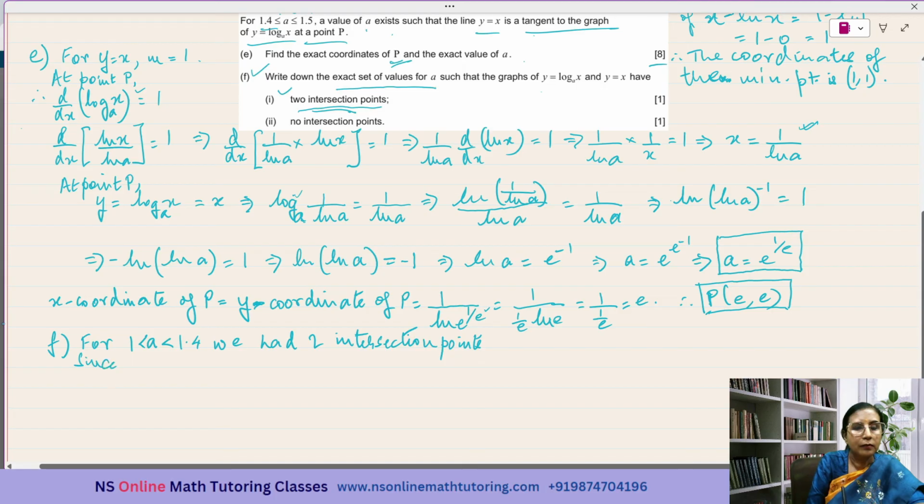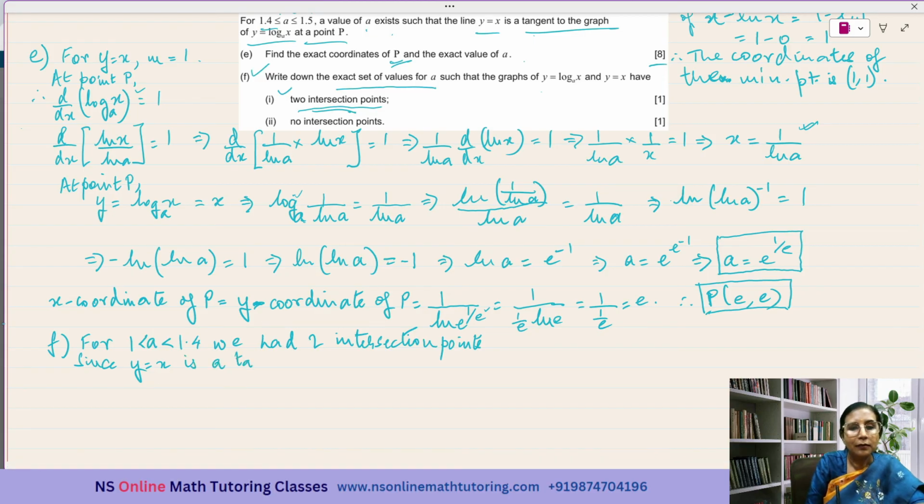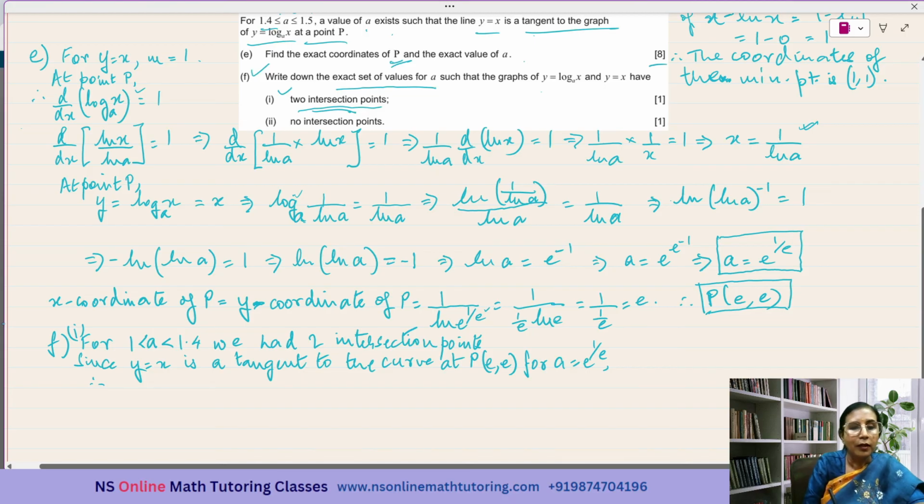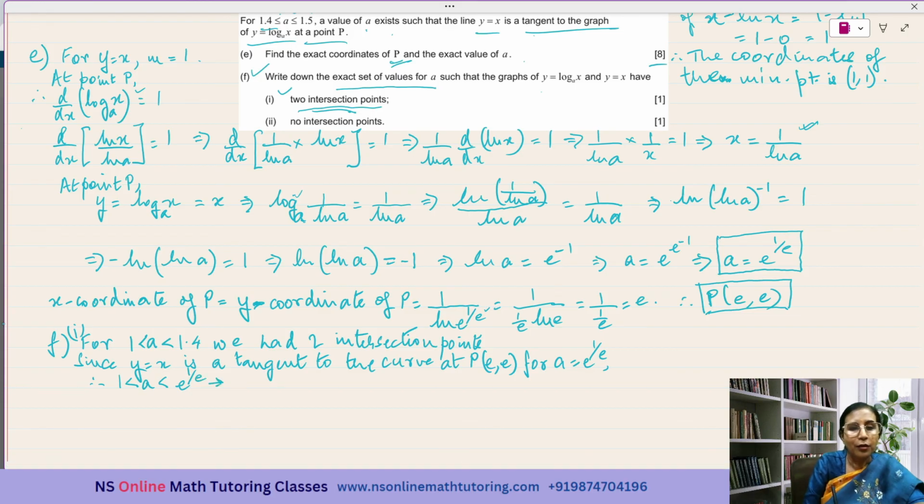Since y equal to x is a tangent to the curve, this is the I's answer, to the curve at e, e comma e, for A is equal to e to the power of 1 over e. Therefore, A values between this and less than e to the power of 1 over e should have two intersection points.